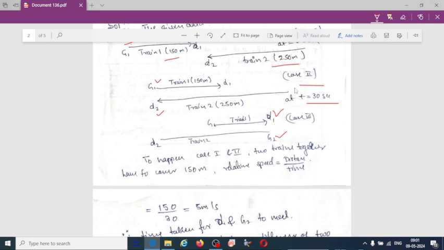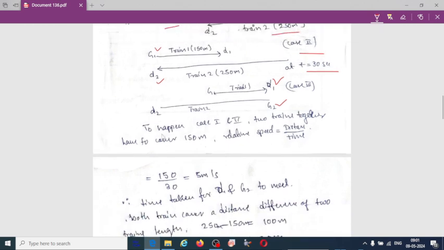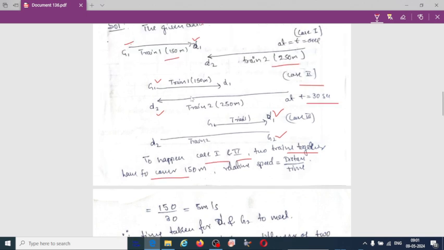So first we have to consider, for case 1 and case 2 to happen, how much distance the two trains together have to cover. The length, as they have given, is 150 meter, for case 1 and case 2 to coincide with each other.